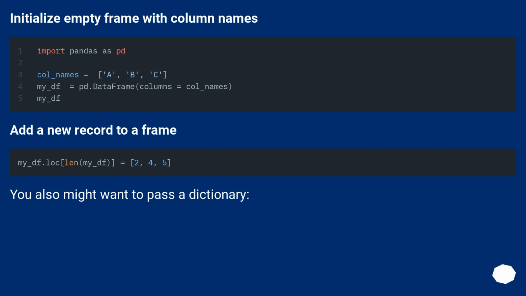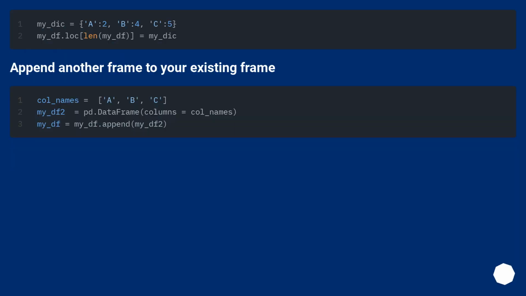Initialize empty frame with column names. Add a new record to a frame. You also might want to pass a dictionary. Append another frame to your existing frame.